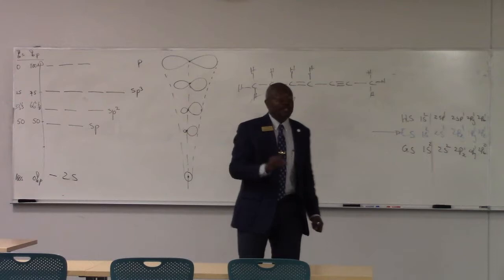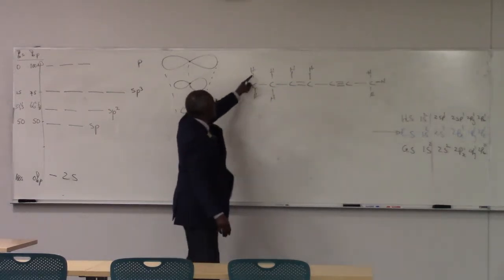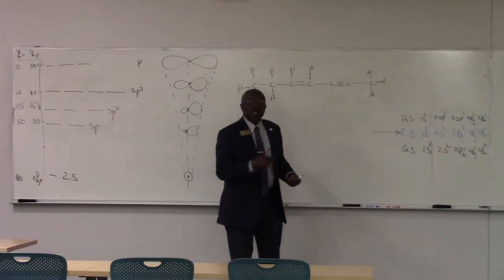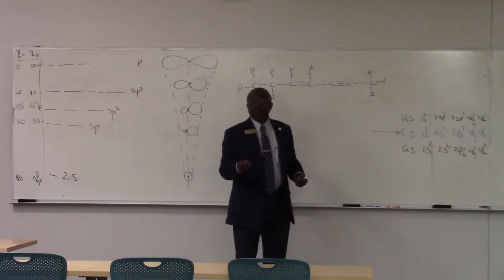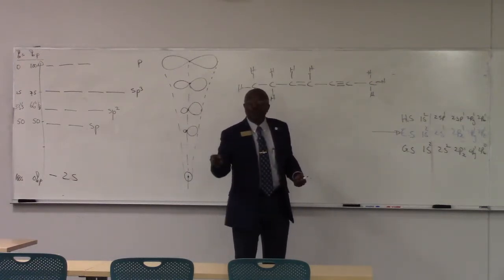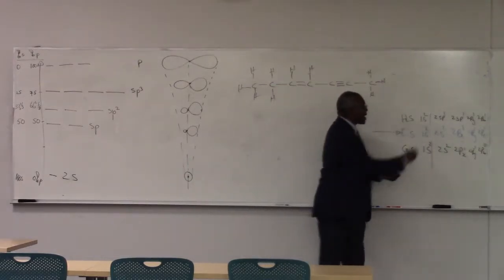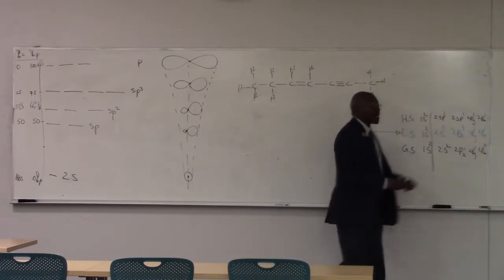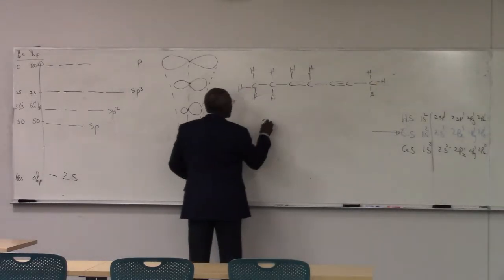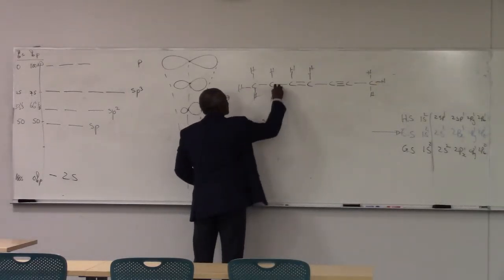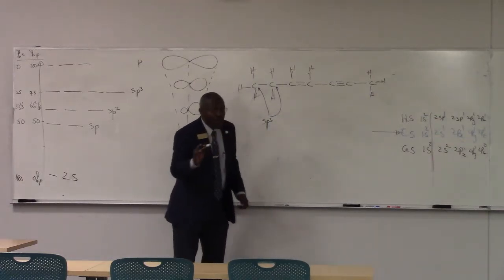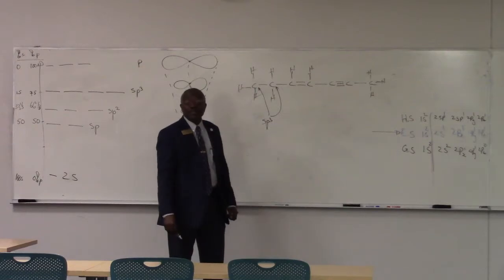If the instruction is form no pi bonds, only single bonds, well then I don't need p orbitals. P orbitals are only needed to form pi bonds. So I'm going to hybridize the s with all the available p's. And I will be sp3 hybridized. So these carbons that are forming only single bonds, no pi bonds, are sp3 hybridized.